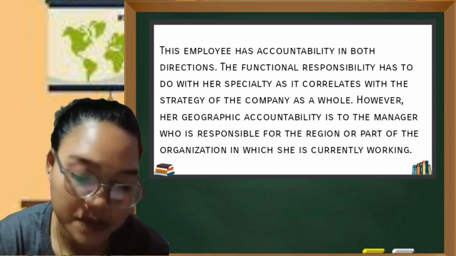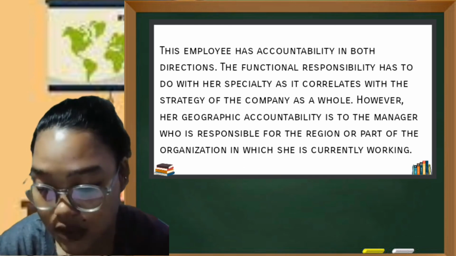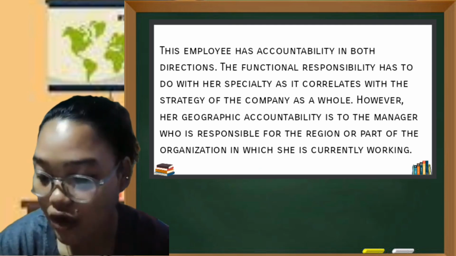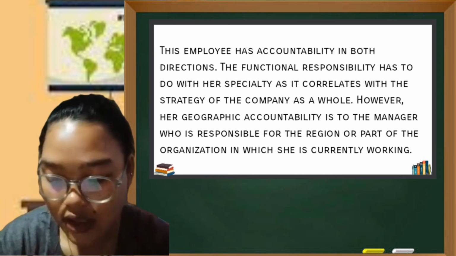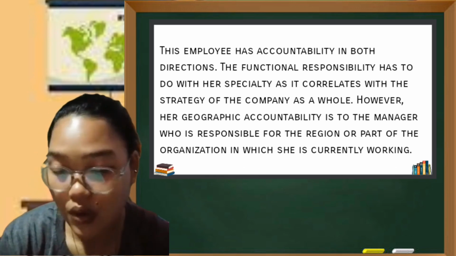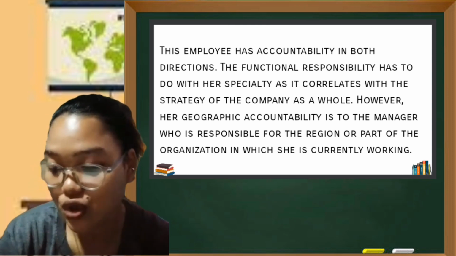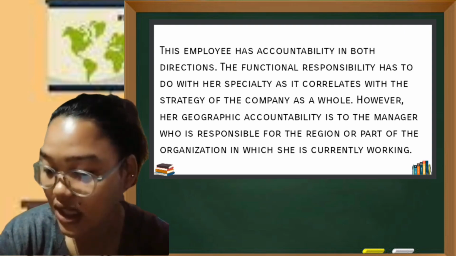The functional responsibility has to do with her specialty as it correlates with the strategy of the company as a whole. However, her geographic accountability is to the manager who is responsible for the region or part of the organization in which she is currently working.